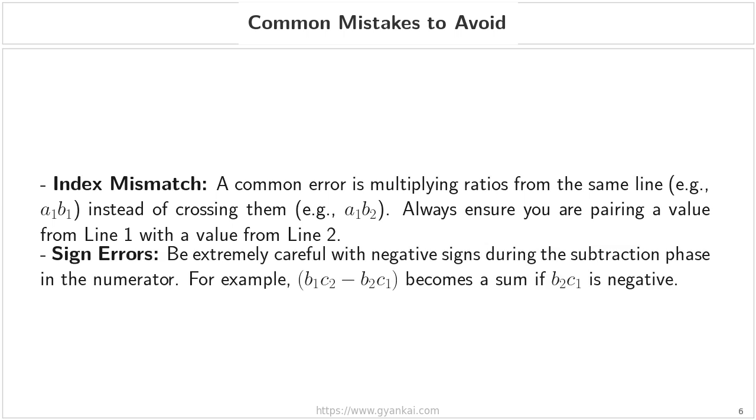Second, keep a very close eye on your sign errors. This is particularly tricky during the subtraction phase in the numerator. For instance, when you are calculating b sub 1 c sub 2 minus b sub 2 c sub 1, if the second term, b sub 2 c sub 1, happens to be a negative number, that subtraction will actually turn into an addition. One small slip with a negative sign can change your entire result.